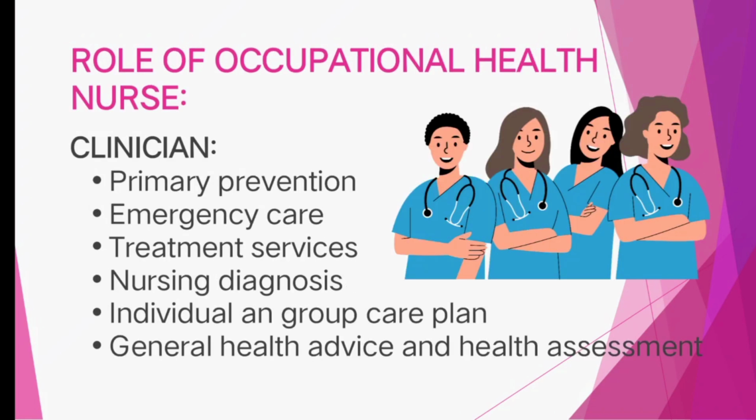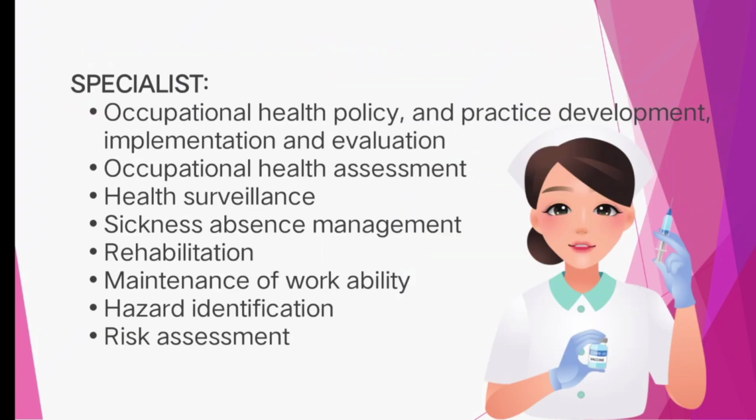So the role of occupational health nurses: she will act as a clinician by adopting primary prevention strategies. Emergency care will be provided. Treatment services, in case of any emergency situation, the nurse will have a triage system of care. Next is nursing diagnosis, that is a proper assessment of the patient and framing the nursing diagnosis based on the priorities. Individual and group care plans will be adopted. General health advice and assessment will be given.